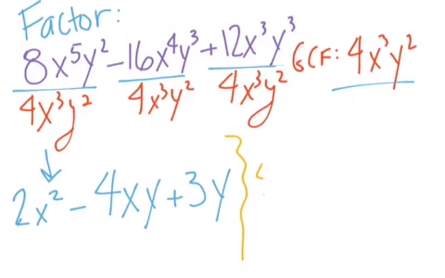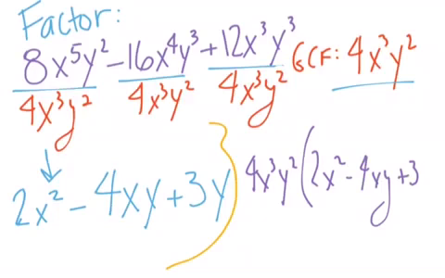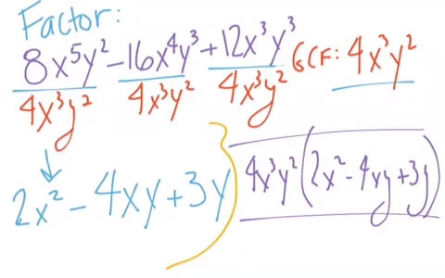You know, it's not going to give me enough room. Well, let's see. If I didn't write so big, we'll just scribble it like that. Okay. So this is our final product. 4x cubed y squared. In parentheses, we're going to have 2x squared minus 4xy plus 3y. That, my friends, is your final product.